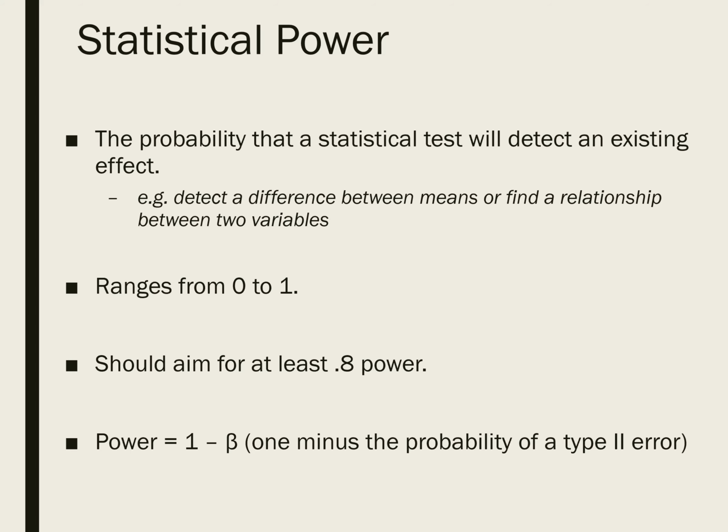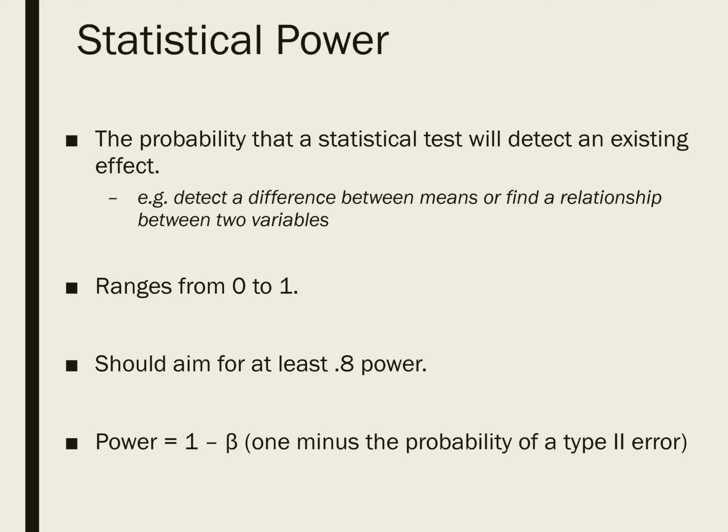So basically, if we're talking about differences between means, it's the probability that the test will detect a difference between the means in the population, assuming a difference exists. So statistical power is only defined in situations where we assume an effect exists. If the null is actually true, statistical power is not actually defined.